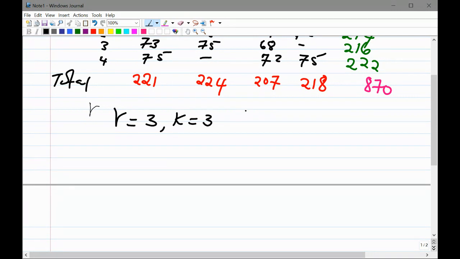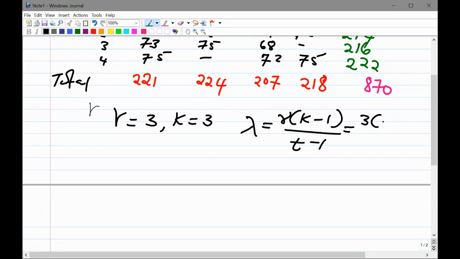And then let's adjust the treatment. So lambda is given by R into K minus 1 divided by T minus 1, which means this is 3 minus 1 divided by 4 minus 1. So it's 6 divided by 3. This is 2. So since lambda is an integer, we can adjust for the treatment.